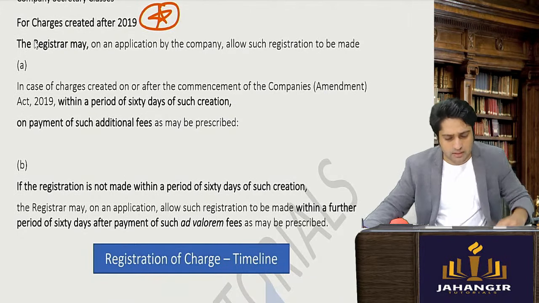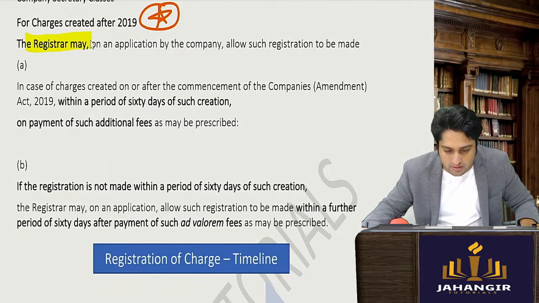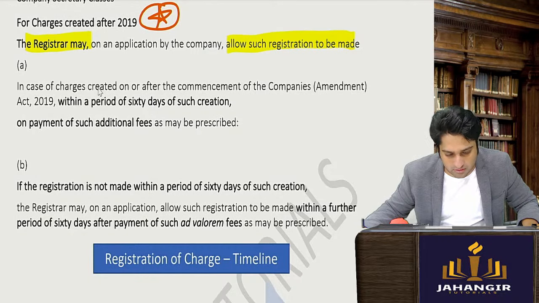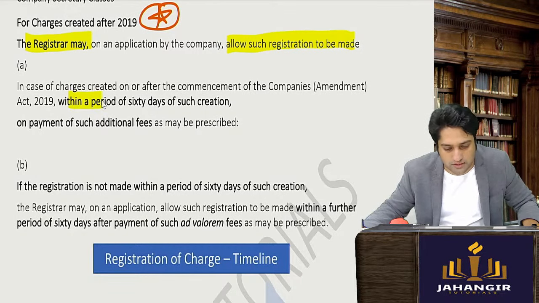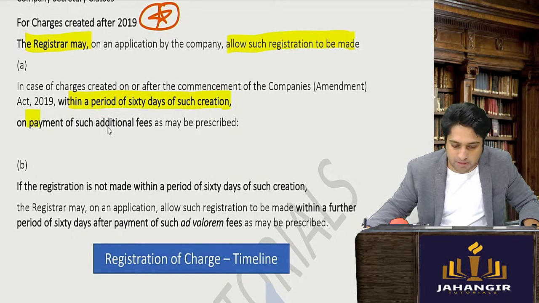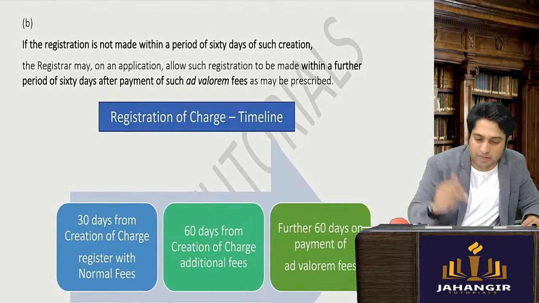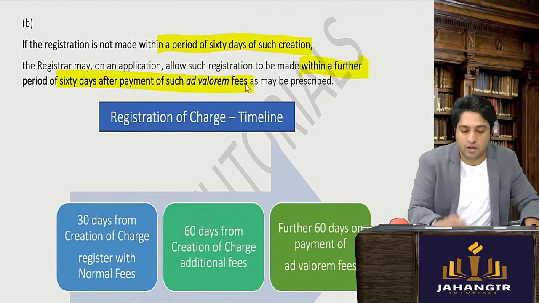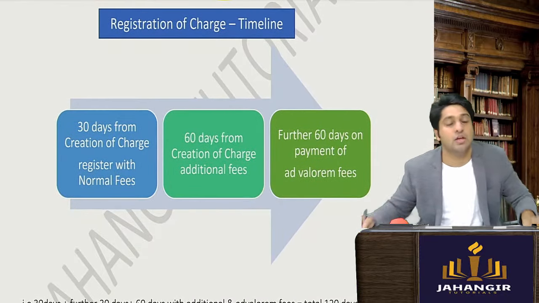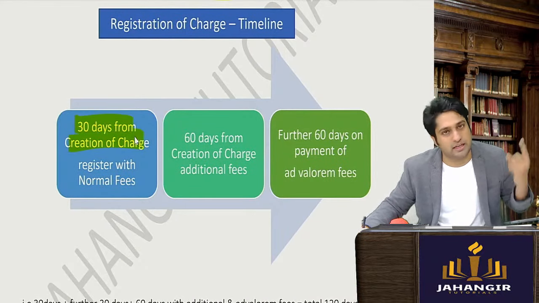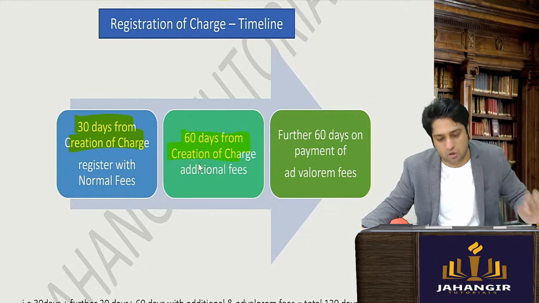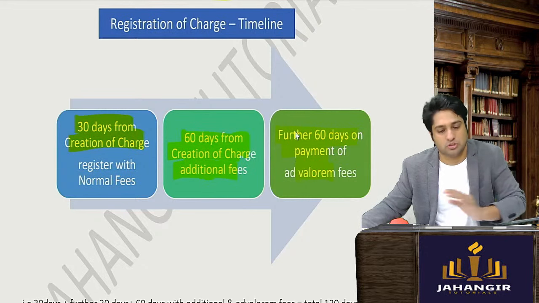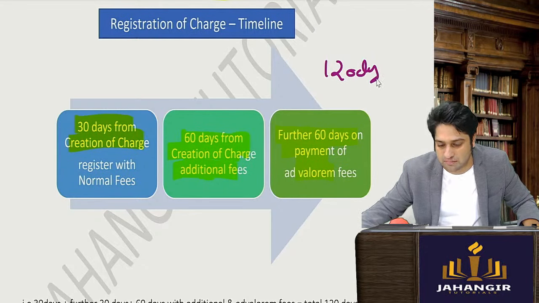First, remember I told you that the registrar may allow a delay in case the charge is not registered within 30 days from creation, on payment of additional fees. If it is not done within that period either, then a further period of 60 days is allowed by paying ad valorem fees. So this is your timeline, you can take a screenshot. 30 days from creation, 30 more days of delay is allowed with additional fees, and a further 60 days is allowed. So a total of 120 days is the maximum allowed.